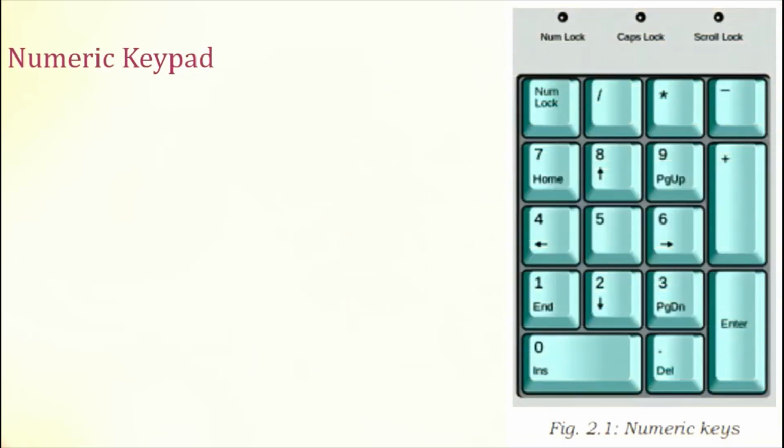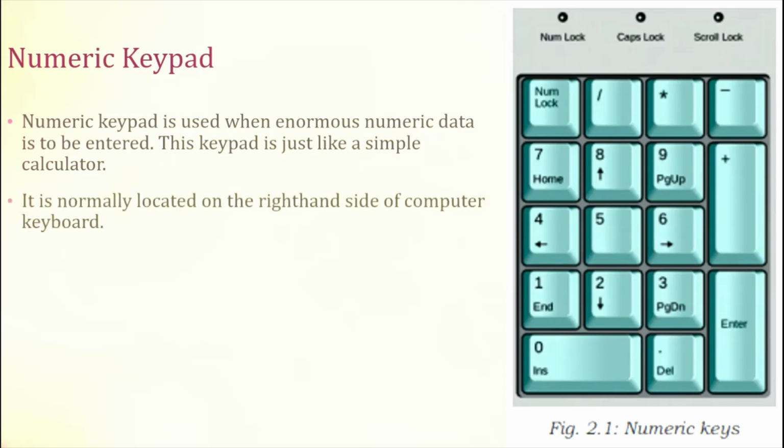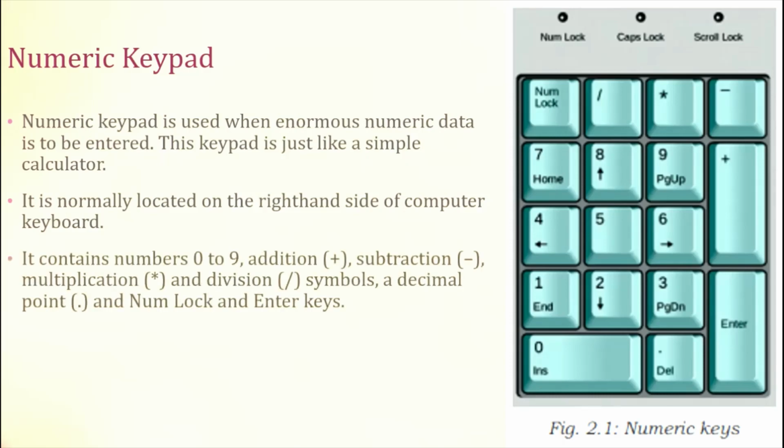First of all, we are going to discuss what is a numeric keypad. On the right hand side, you can see a numeric keypad which has several keys. The numeric keypad is used when enormous numeric data is to be entered. This keypad is just like a simple calculator. It is normally located on the right hand side of the computer keyboard. It contains numbers from 0 to 9, addition, subtraction, multiplication, division, decimal, and numlock with enter key.